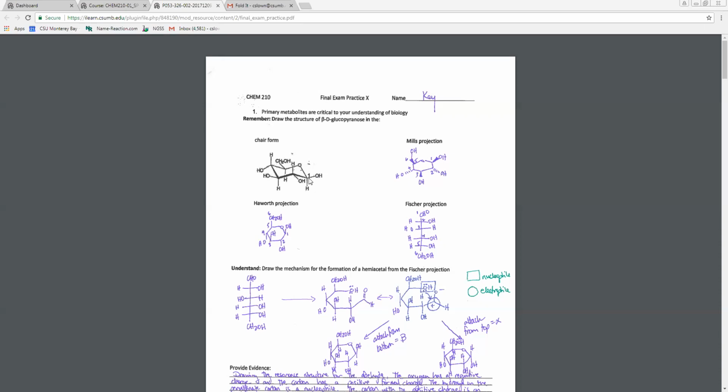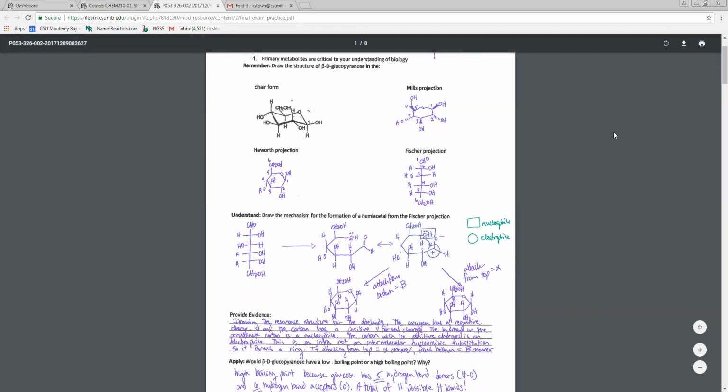So notice your 1 is your anomeric carbon. Then if you take a look at your Fischer projection, you'll notice that the 5 is the penultimate carbon. This is the oxygen that forms the ether in the ring.